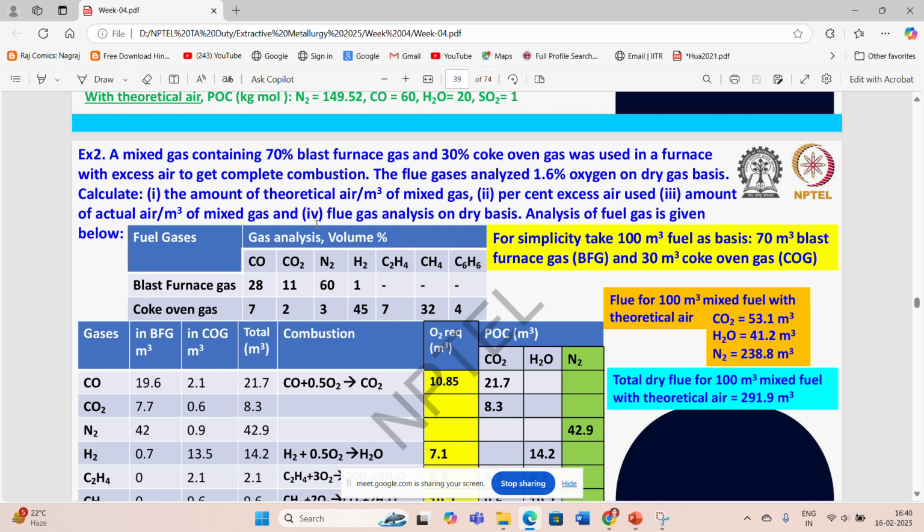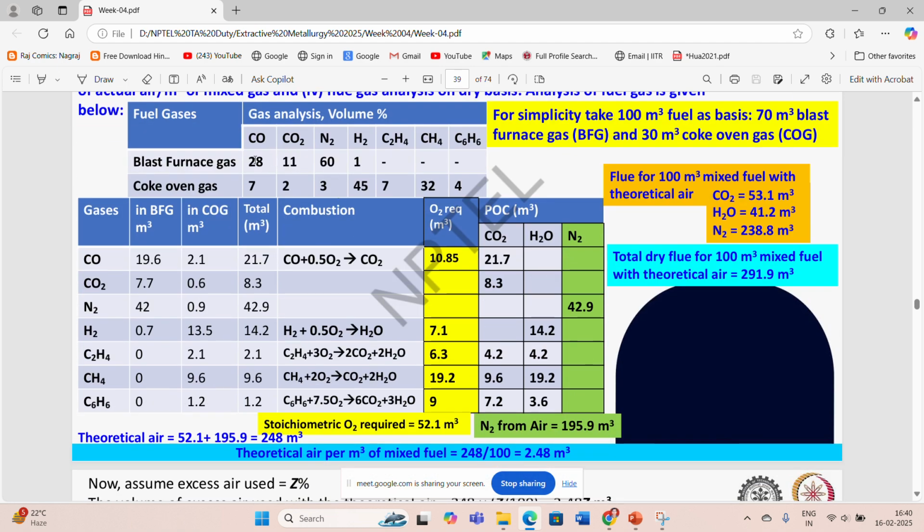And we also have, that is an understood thing, that we have to provide some excess air to get complete combustion of the fuel source. The flue gases analyzed 1.6% oxygen on a gas dry basis. Calculate the amount of theoretical air per meter cube of mixed gas, then the percentage excess air used, and the amount of actual air per meter cube. So the composition of this blast furnace and coke oven gases is given like this.